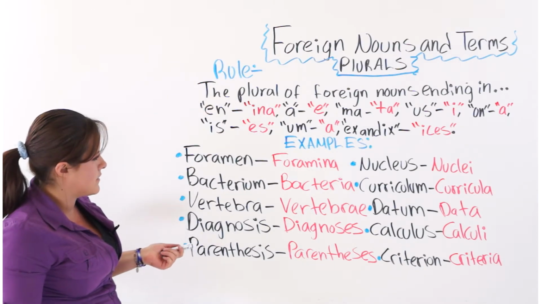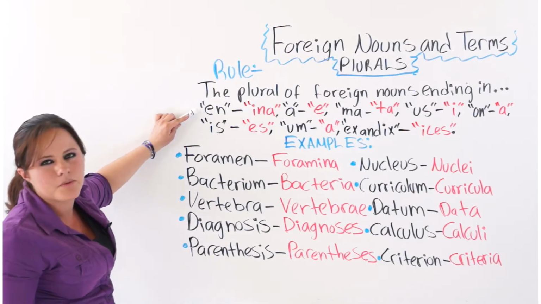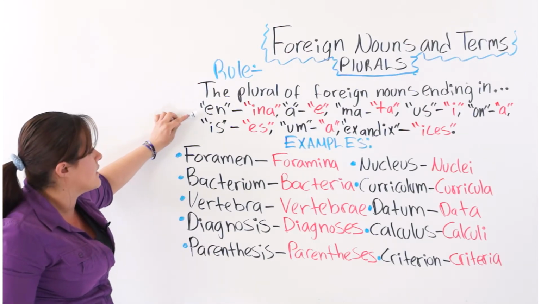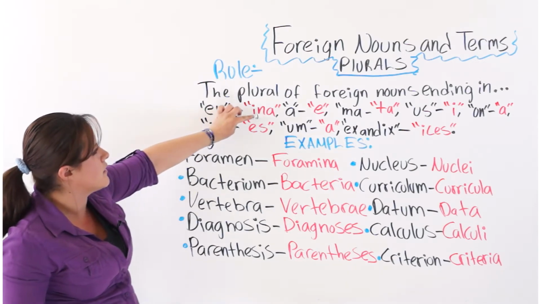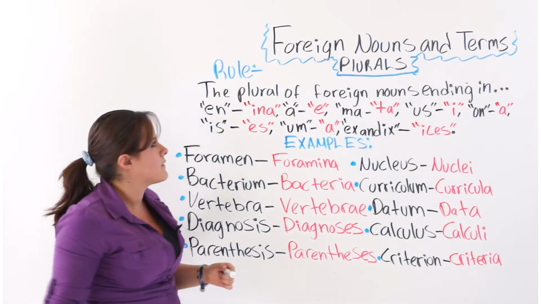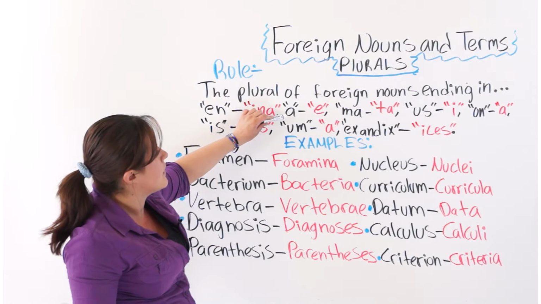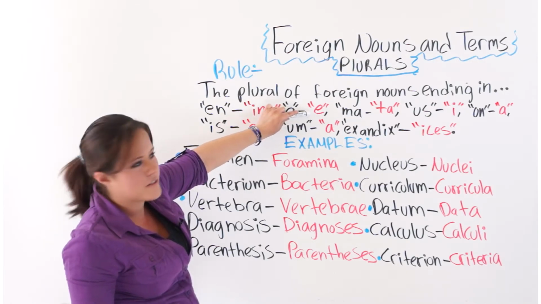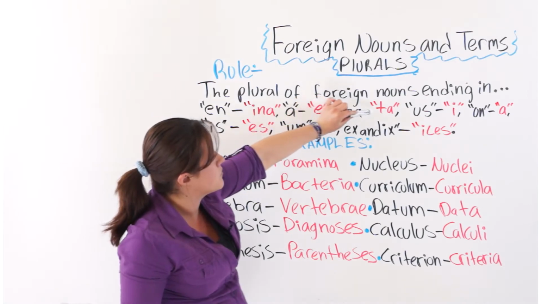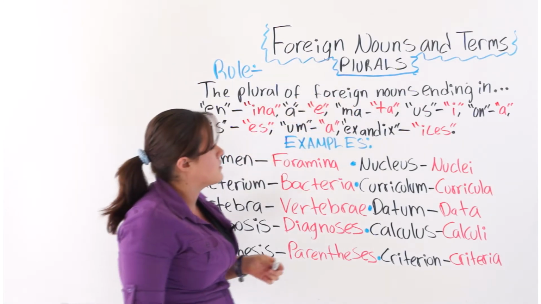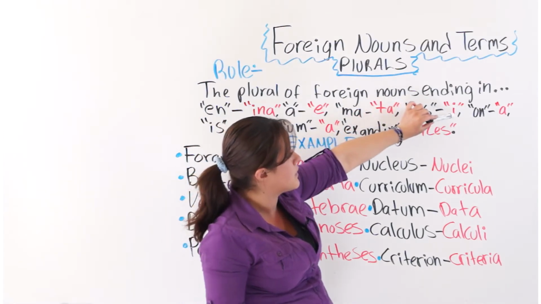For example, if you have a foreign noun or term that ends in en, you're simply going to replace the en with ina. If you have a plural term or noun that ends in a, you are going to add an e, except for the ones that end in ma, which will be replaced with ta. The ones that end in us will be replaced with i. The us will be replaced with i.